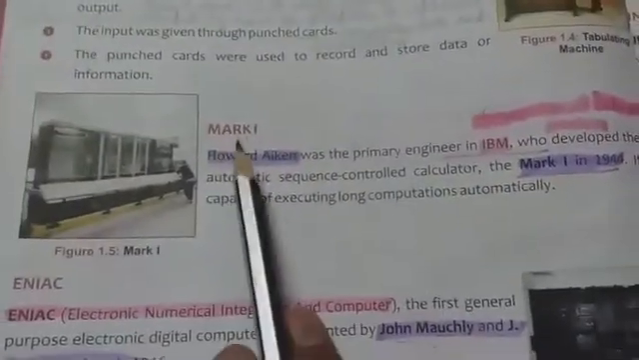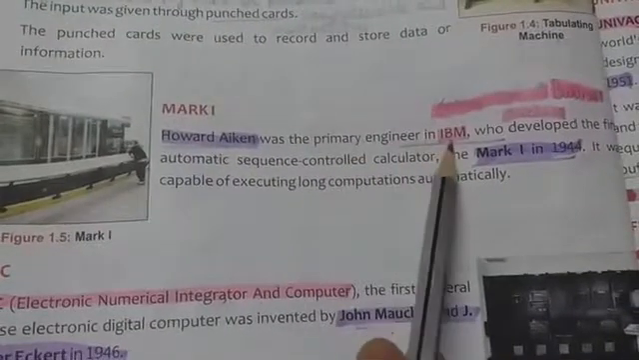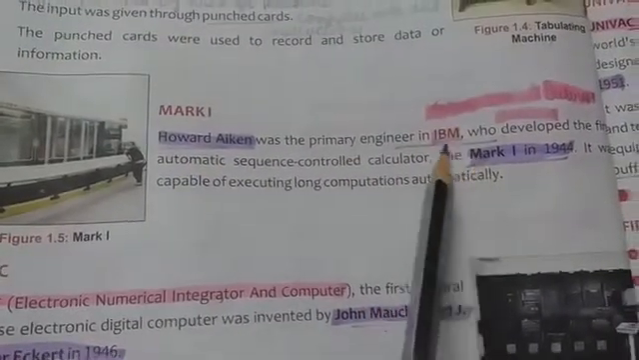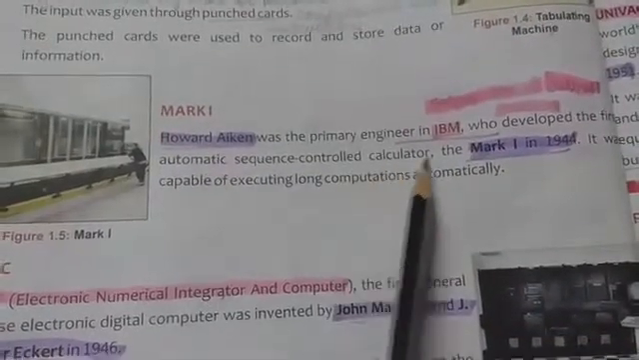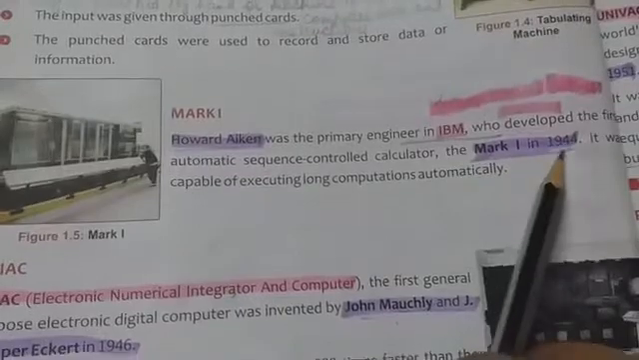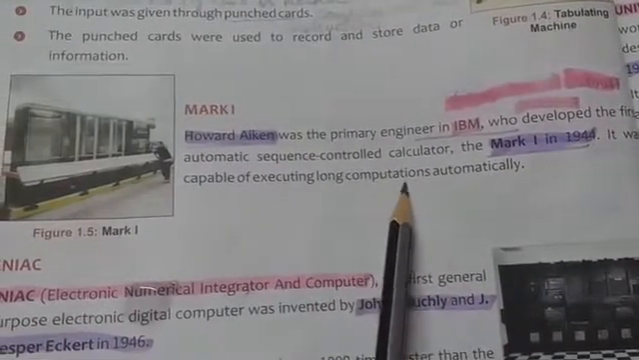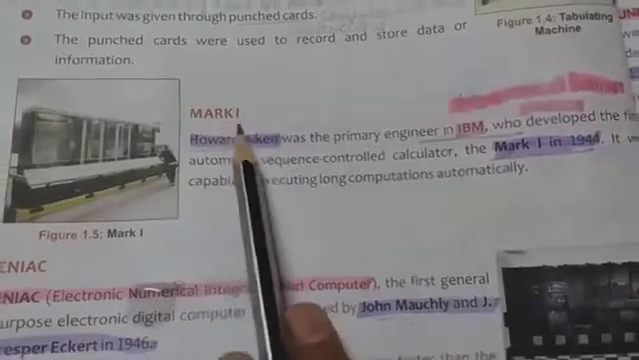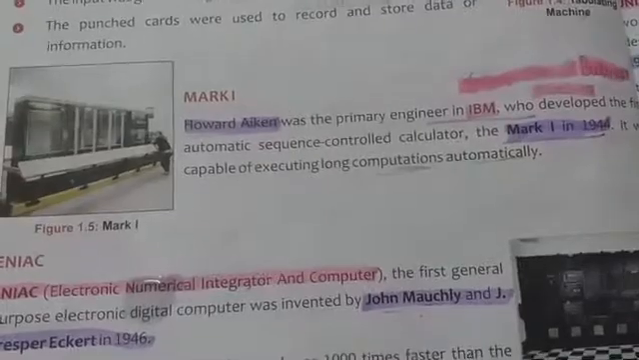In the next we have Mark I. Howard Aiken was the primary engineer in IBM, that is International Business Machines, who developed the first automatic sequence controlled calculator, the Mark I, in 1944, and it was capable of executing long computations automatically. What did Mark I do? It performed long calculations automatically.